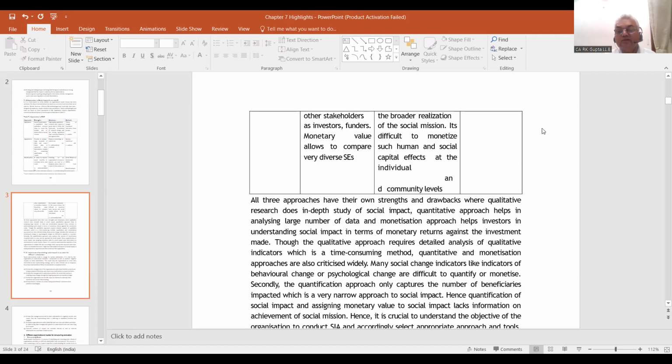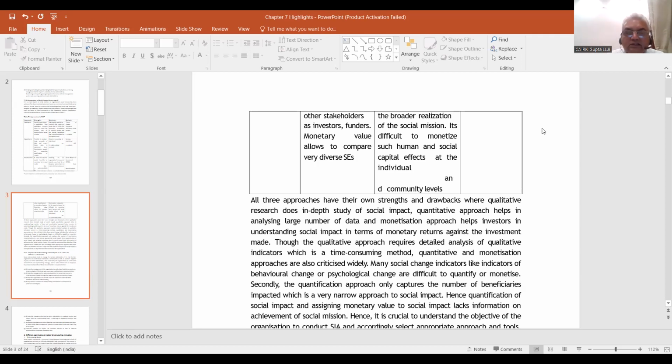Now, all these three approaches have their own strengths and drawbacks. Qualitative research does an in-depth study of social impact. The quantitative approach helps in analyzing a large amount of data, and the monetization approach helps investors in understanding social impact in terms of monetary returns against the investment made. Though the qualitative approach requires detailed analysis of qualitative indicators, which is a time-consuming method, quantitative and monetization approaches are also criticized widely. So all these approaches have their own advantages and their own drawbacks.